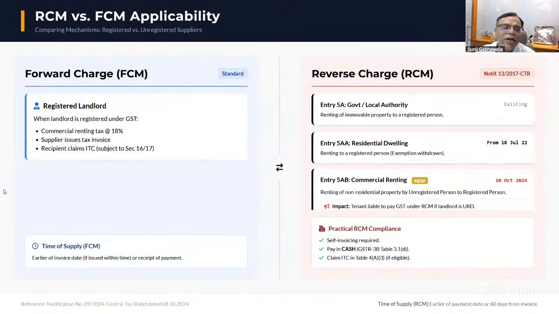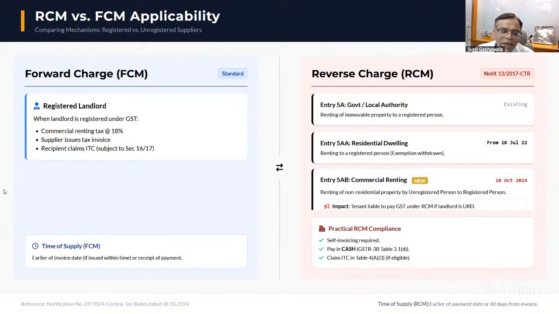That takes us to this entire issue of RCM versus forward charge. As I was highlighting in the earlier slide, generally the forward charge mechanism will apply for commercial renting. As far as residential renting is concerned, there is entry 5AA, which says that renting by a registered or an unregistered person to a registered person will be under the reverse charge mechanism. And entry 5AB, which was introduced with effect from 10th of October 2024, says that if there is any non-residential property which is rented by an unregistered person, mark these words well, here the words used are by an unregistered person to a registered person, in that situation, there will be a reverse charge mechanism applicable.